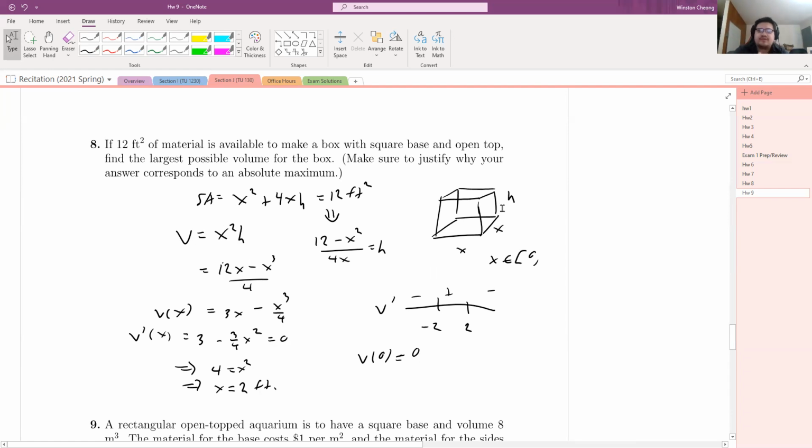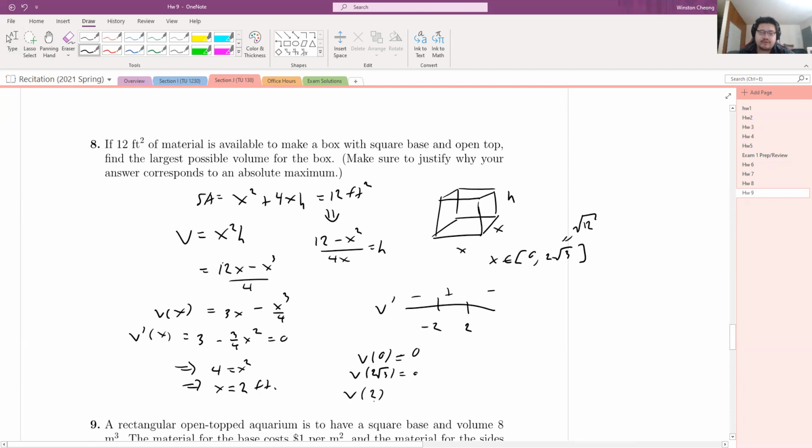How would we make h equal 0, graphically? Well, all of the material ends up being used for the base, and we have no material left over for the height. So that's saying that x squared is going to be 12 feet. We can just take the square root of 12, which means, what is it? 2 square root 3. 2 square root 3 is the other endpoint. So that's just the square root of 12. And that's going to make the volume equal to 0 as well.